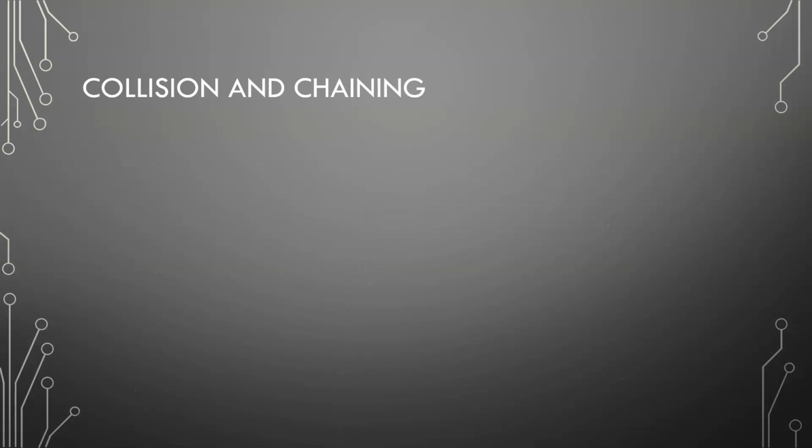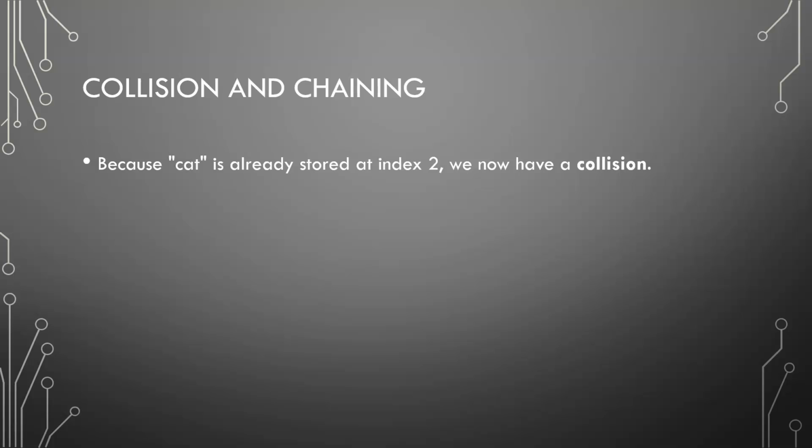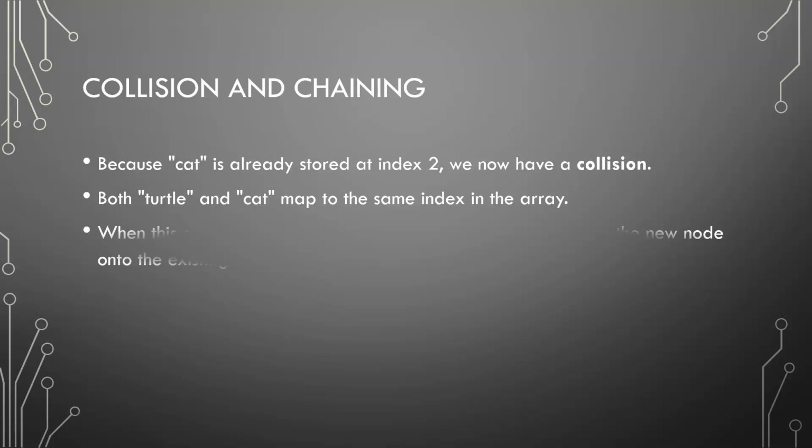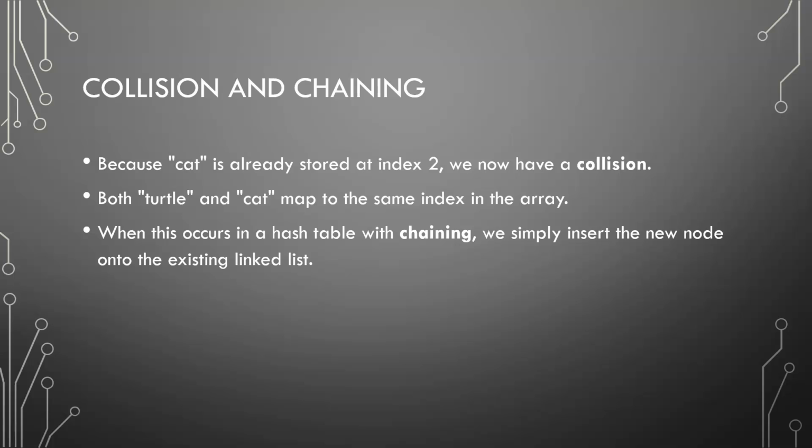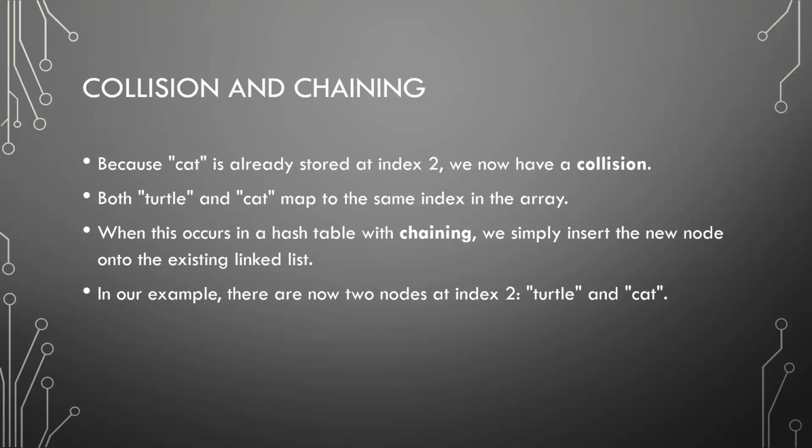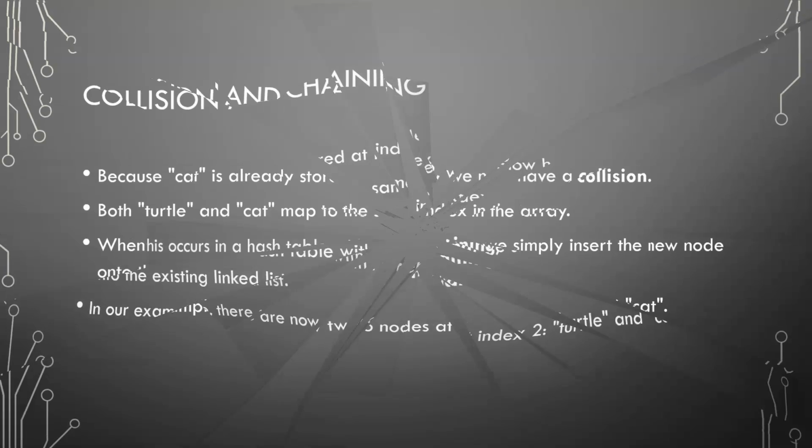Of course, we did have a value there, so what happens? Well, because cat's already stored at 2, we now have what's known as a collision. Both turtle and cat map ultimately to the same index within the array. When this occurs in a hash table with something known as chaining, we simply insert the new node onto the existing linked list. So it's an array of linked lists. That node is now part of that list. In our example, you can see there are 2 nodes at index 2, which are turtle and cat. The other ones were linked lists of size 1. Well, this one's now a linked list of size 2.